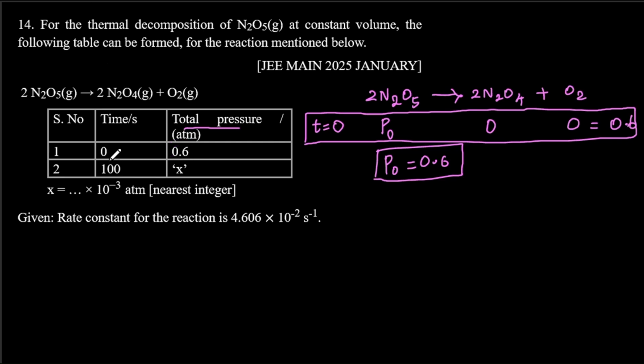So we are going to the second row. At time t equal to 100, the total pressure is x. So let us assume that the time is t. After some time, the reactant will decrease.